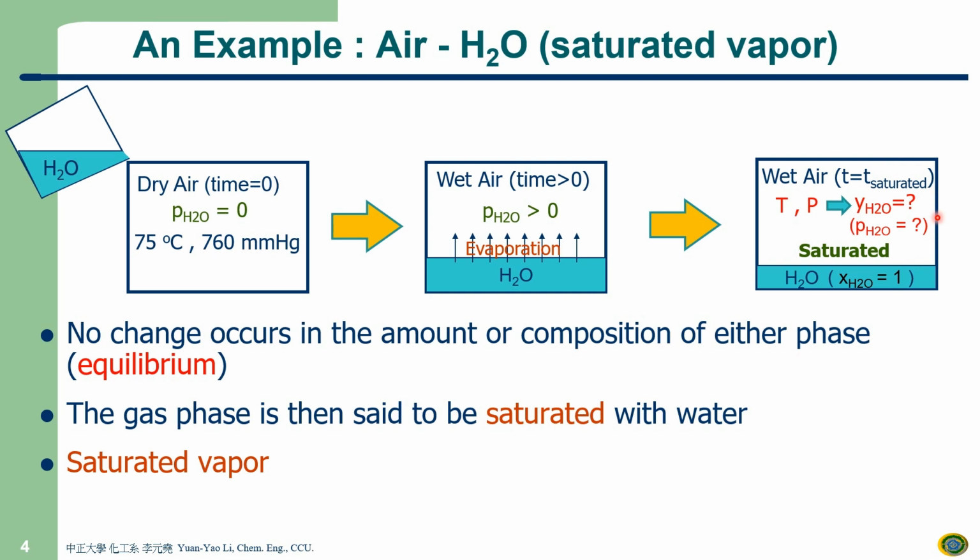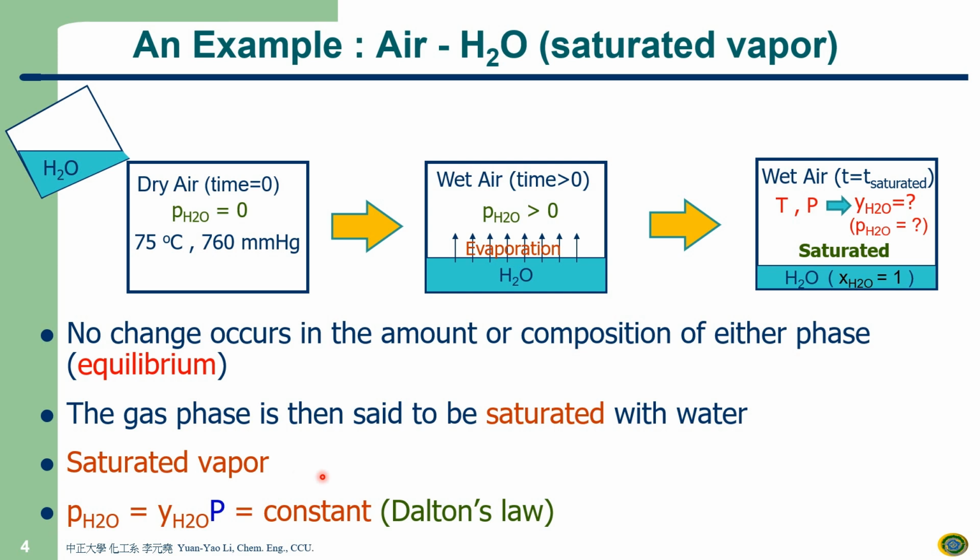Right, that's why we need to use the Gibbs phase rule. Do you remember the relationship between the molar fraction and the vapor pressure? Where can you get this vapor pressure? Vapor pressure will equal the molar fraction times P. P is the total pressure here.